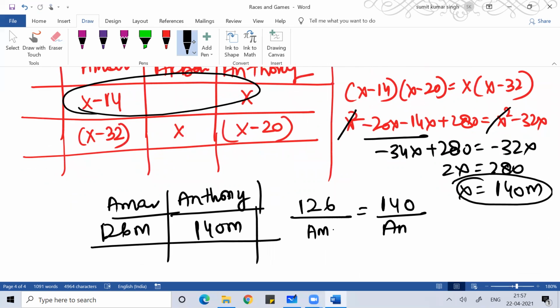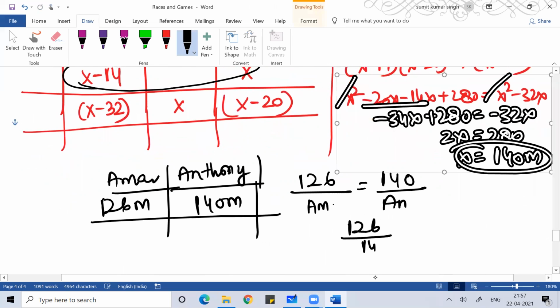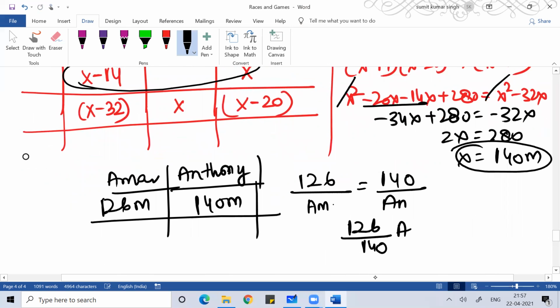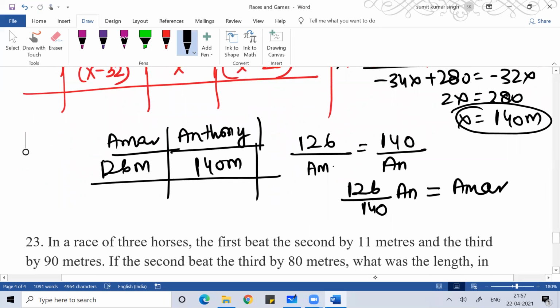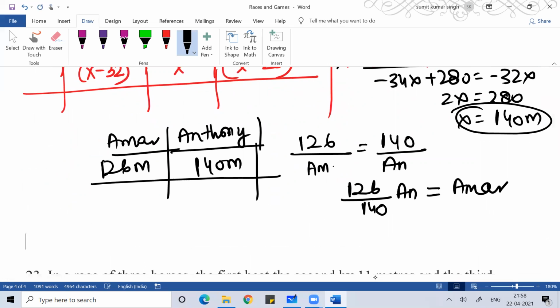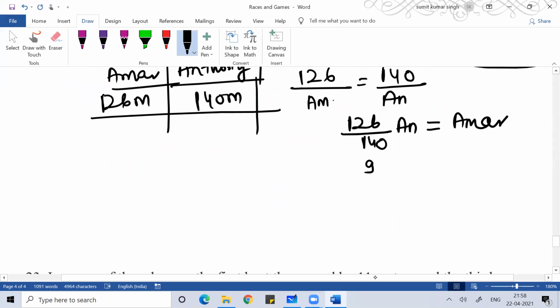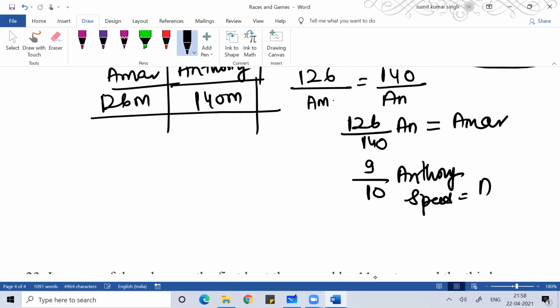So what is Amar's speed in terms of Anthony's? 126 by 140 into Anthony's speed is equal to Amar's speed. 14 nines are 126, 14 tens are 140. So 9 by 10 of Anthony's speed is Amar's speed.